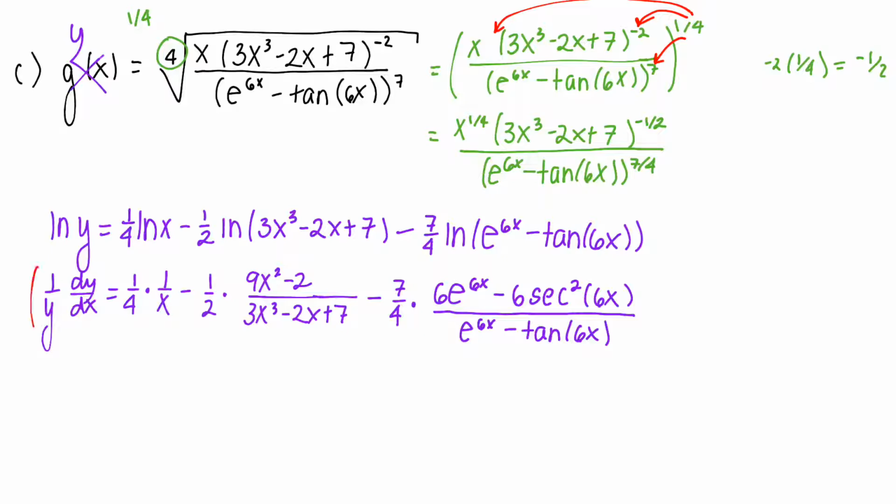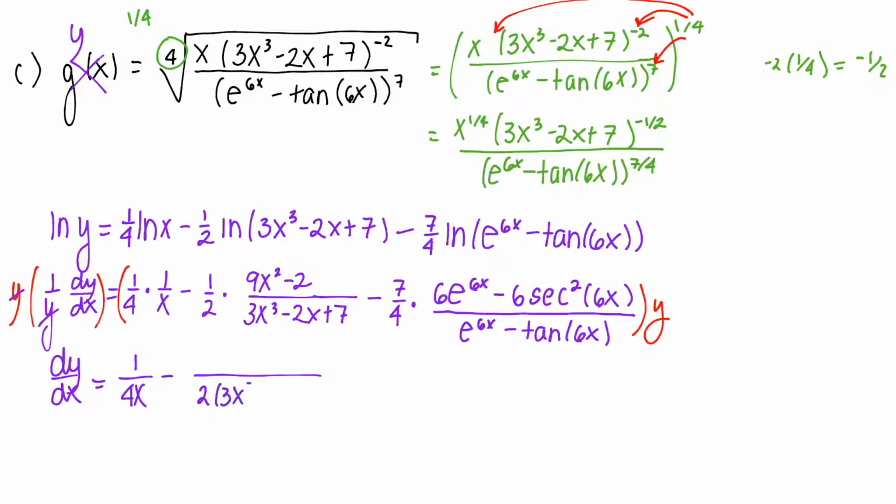Multiplying by y on both sides, you get dy dx is equal to, I'm just going to write this as 1 over 4x minus, I do like to combine these into one fraction. It just looks a little neater. You don't have to, but it looks a little neater.